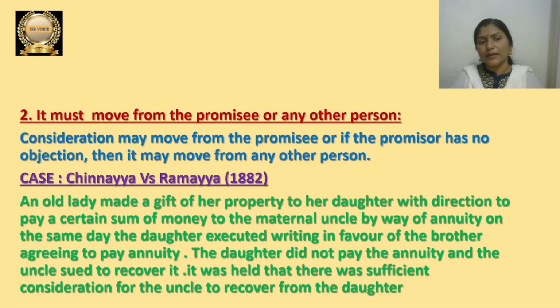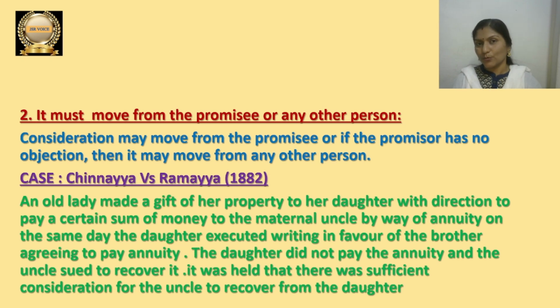The second one means consideration must move from the promisee or any other person. Consideration must move from the promisee. Promisee means the one on whom any promise is made. We can take the example of offerer and offeree, as I just told. The offerer is the promiser, and the offeree is the promisee. So consideration must move from the promisee or any other person also. It may be from the promisee or from any other person, and it is valid.